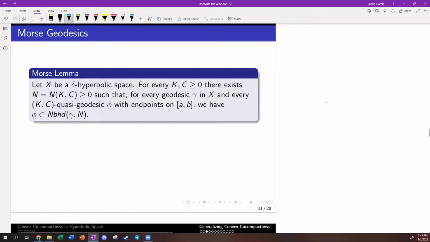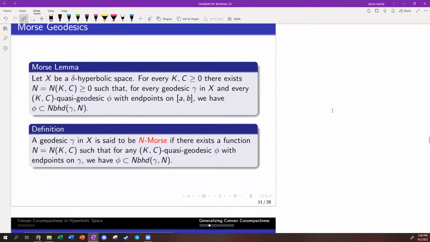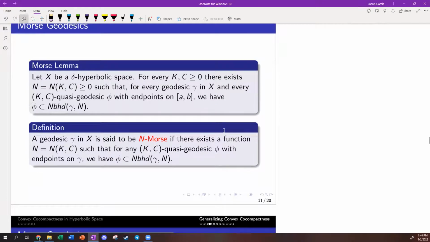Well, Matt Cordes, in his PhD thesis, realized that this is an extremely useful lemma. And what we're going to do with this lemma is kick out the word lemma and replace it with the word definition. It's one of the very nice things that we get to do as mathematicians. If you have something that's a true lemma in a space and you want to use it somewhere where it's not true, kick out the word lemma, replace it with the word definition. And so we have the definition of a Morse geodesic.